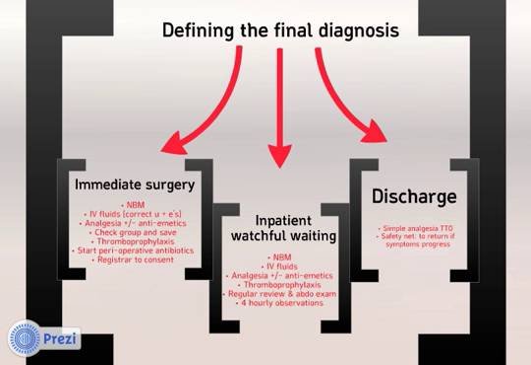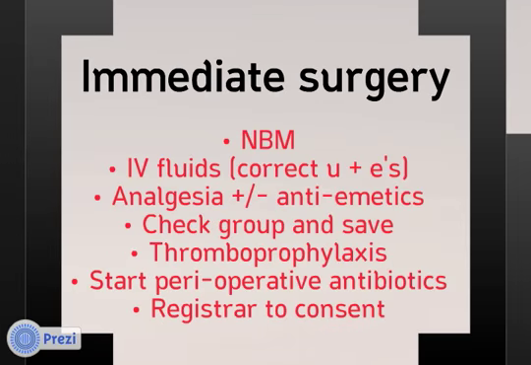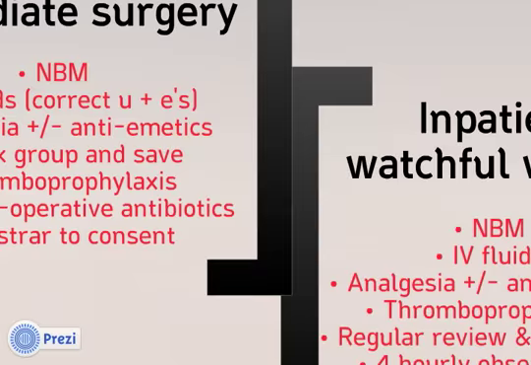For the junior doctor on the ward, patients with a possible diagnosis of appendicitis can be divided into three groups. Those for immediate surgery, those for inpatient watchful waiting, and those for immediate discharge. Preparation for surgery is fairly standard, and the important points are listed here. And starting perioperative antibiotics is recommended.